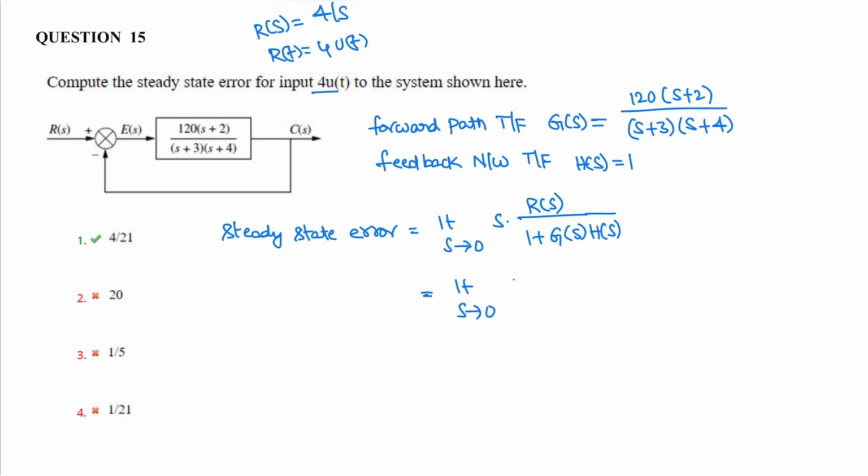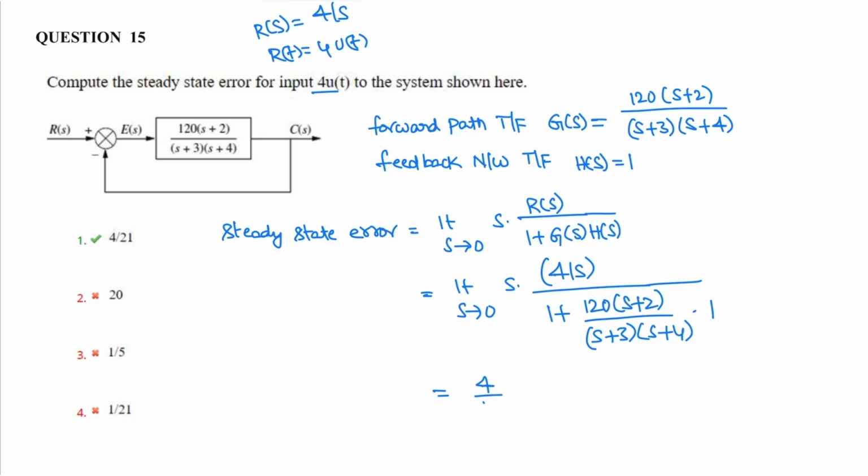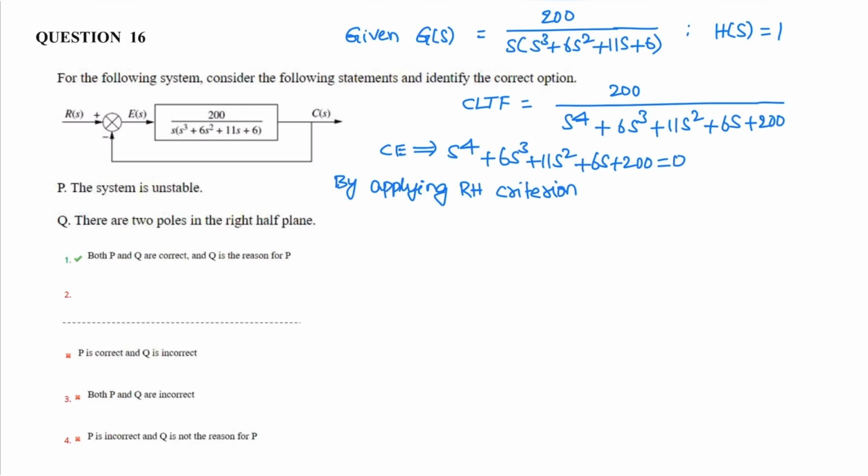Limit s tends to 0, s into R(s), which is 4 by s, 1 plus G(s) is 120 into (s plus 2) by (s plus 3)(s plus 4), and H(s) value is unity. Substitute s value as 0, then we will get the steady state error ESS is 4 by 21.